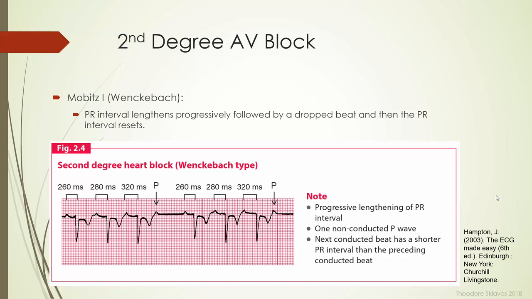After that, the AV node resets, and then the next P wave is followed by a shorter PR interval. As we can see here, we've got a prolonged PR interval, and then even longer again. We went from 260 to 280 milliseconds, then longer again, and finally our last P wave is not followed by a QRS complex. But then it all resets, and so we have another prolonged PR interval, but shorter than where we've just come from. Then it lengthens again, and drops a beat. So these are the characteristics of Mobitz 1 second degree heart block.